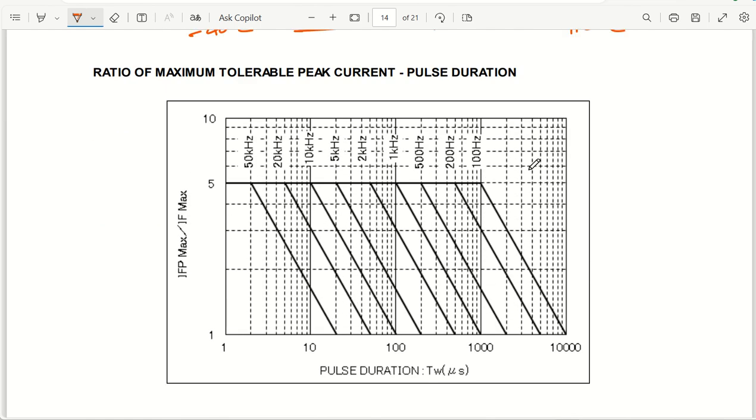Coming back to the ratio of maximum tolerable peak current that it can take up. Let us say IF, the maximum tolerable peak current, is going to be 5, and the pulse duration is in microseconds. If it is going to take up 5 milliamperes, then this is how the pulse duration will be looking like. It can take more than 20 microseconds with a 5 milliampere pulse, 5 milliamperes of current, right?